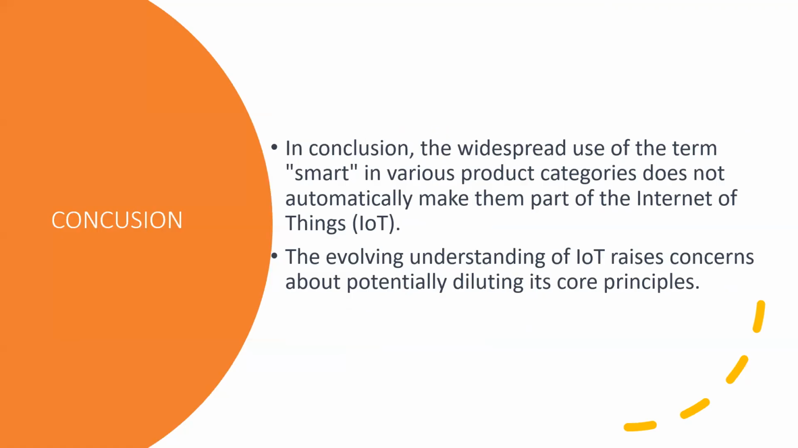Coming to the conclusion. In conclusion, the widespread use of the term smart in various product categories does not automatically make them part of the Internet of Things. The evolving understanding of IoT raises concerns about potentially diluting its core principles.